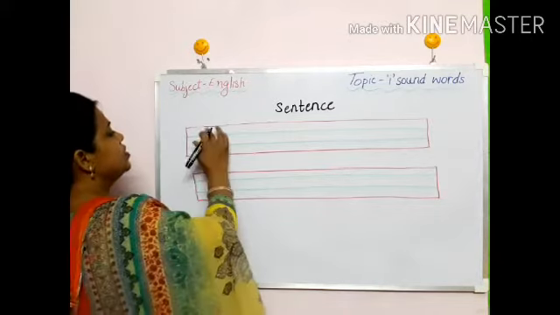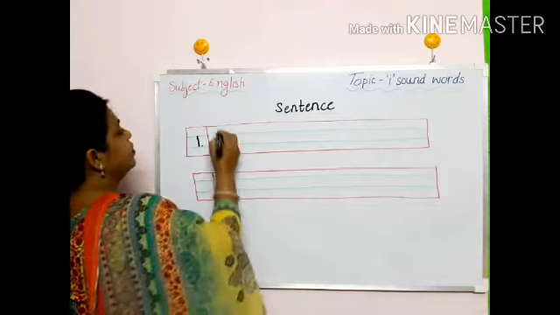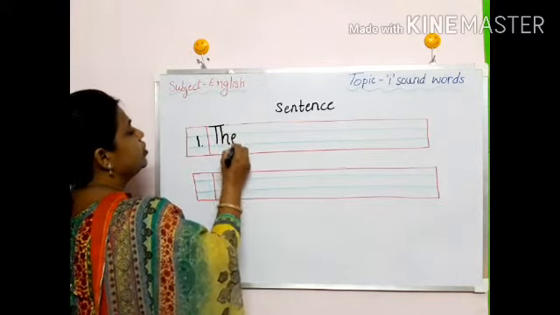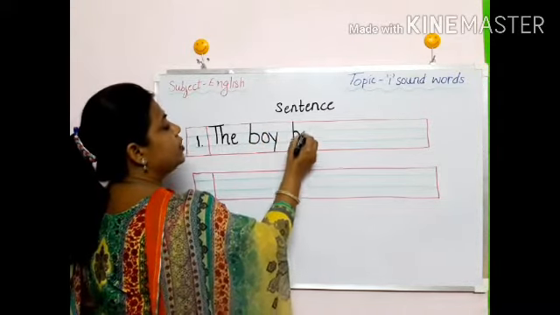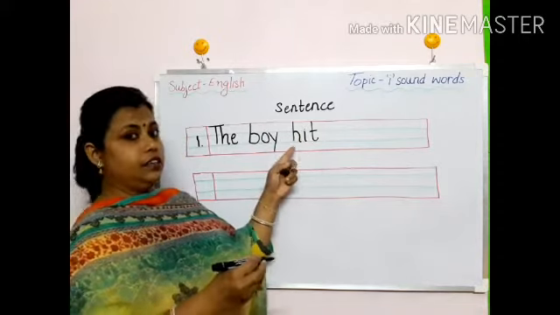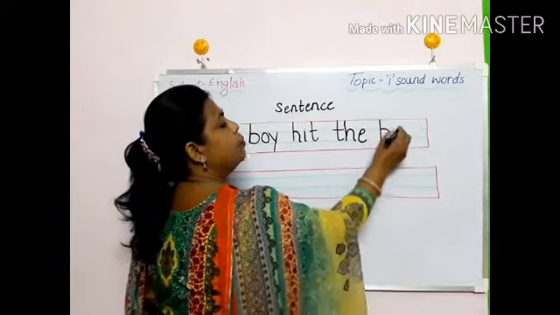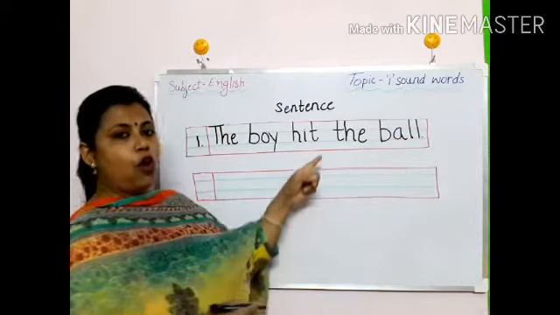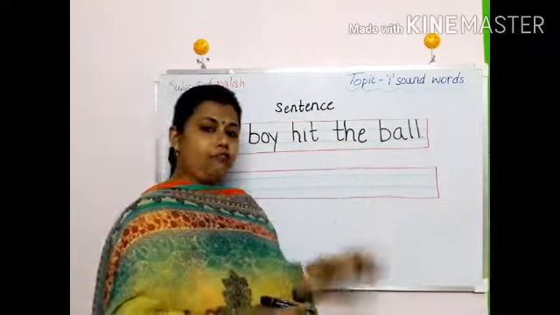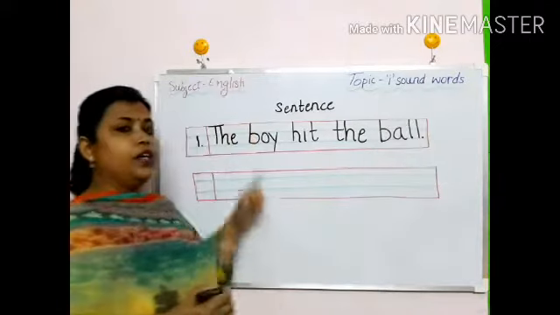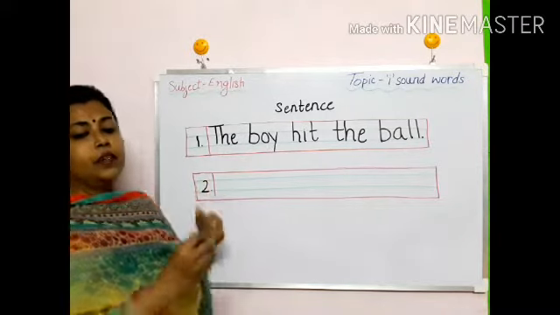Okay? So this is your notebook. 4 lines are there. Number 1. You will write T-H-E, the. B-O-Y, boy. H-I-T, hit. T-H-E, the. B-A-L-L, ball. The boy hit the ball. Sentence finished. Now you will put a full stop. This is the first sentence. Second, number 2. Number 2 you will write here.